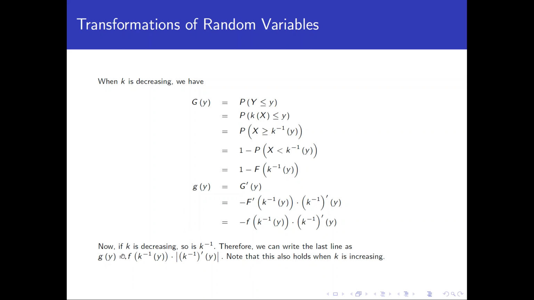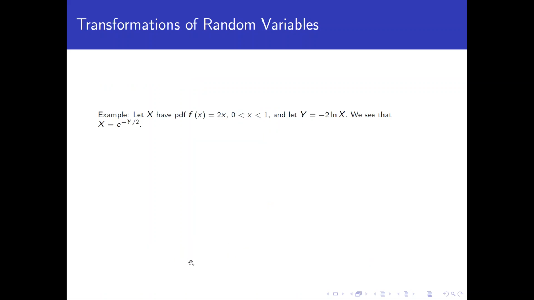But remember, if k is decreasing, that tells us something about the derivative of k and also k inverse. Because if k is decreasing, then so is k inverse, which means its derivative will be negative, but we're taking the negative of it. So we can write this last line as the PDF evaluated at the inverse function times the absolute value of the derivative of the inverse function. And this also holds when k is increasing, because if k is increasing, the absolute value is just itself, because the derivative will be positive.